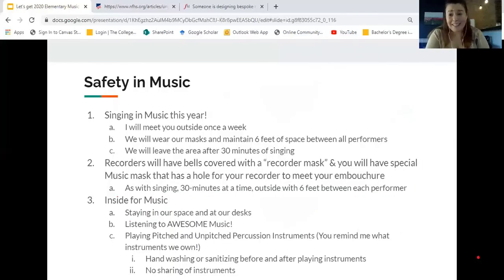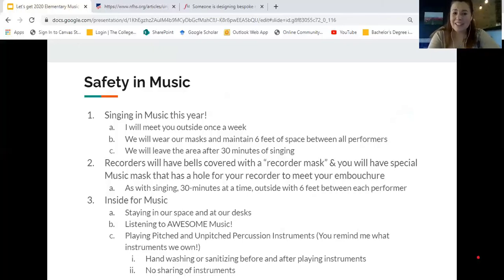And last but not least, we all need to talk about safety. I know that all of our students are curious about how this year is going to look and what we're going to be doing this year. So I put this quick little slide together, mostly for you as music educators, but you could absolutely tweak this and share it out with your students.